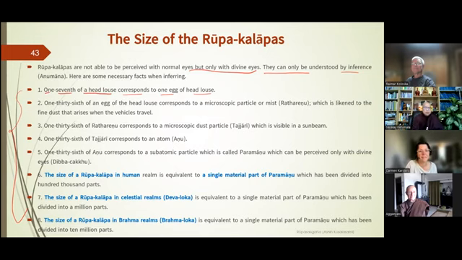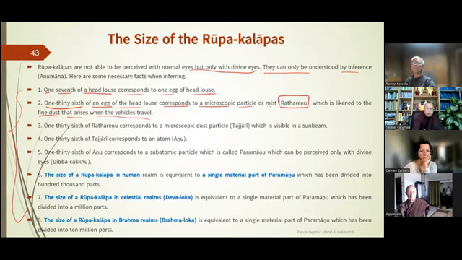Okay, so one seventh of a head louse corresponds to one egg of a head louse, and one thirty-sixth of an egg of the head louse corresponds to a microscopic particle of mist, in Pali, Ratarenu, which is likened to the fine dust that arises when vehicles travel.